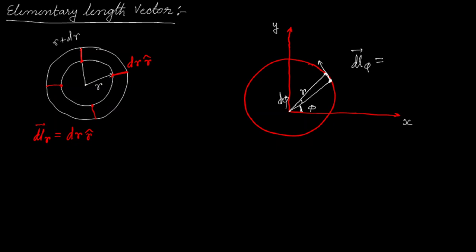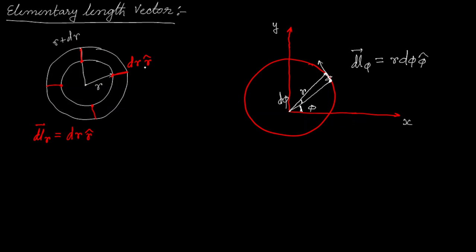So what will be the elemental length vector dl phi? In this case, this angle is d phi and this length is r, so this length will be r d phi. So r d phi phi cap will be the elemental length vector along phi cap.